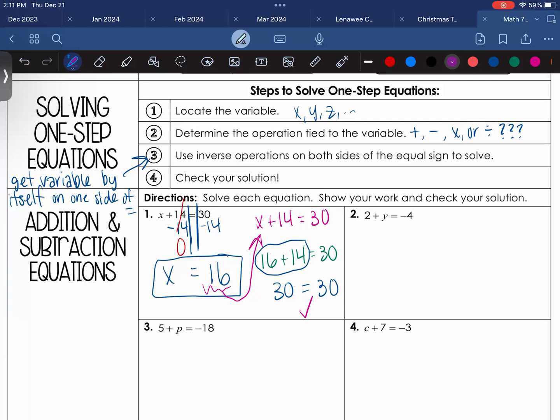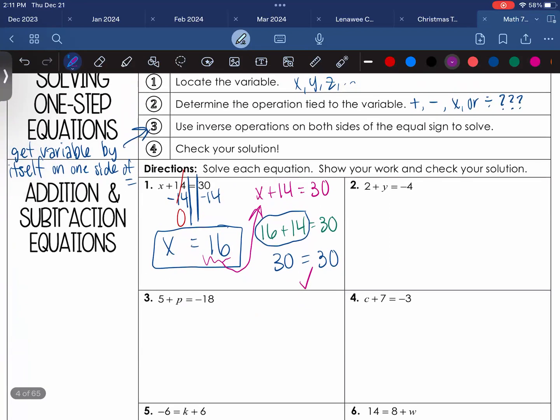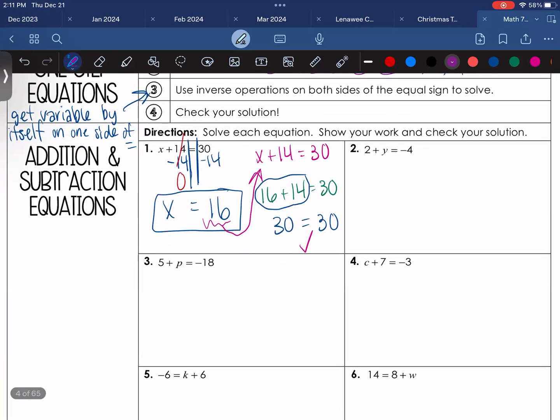So number 2, we have 2 plus y equals -4. So step number 2, if you're looking up here, what is the operation with the variable? So here's our variable, y. What operation is happening? All right, it would be addition. And so what would be the inverse of addition? That would be subtraction. So we have this 2, or it's a positive 2, so the opposite of that would be a negative, right? So we need to subtract 2 on both sides.